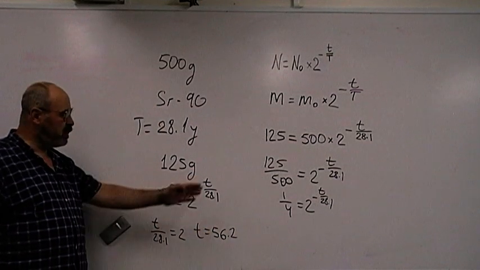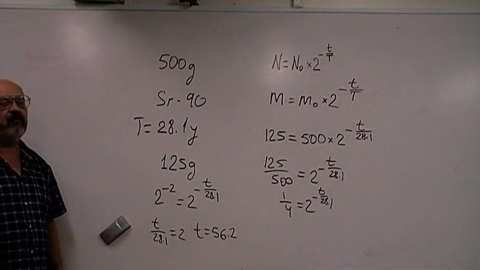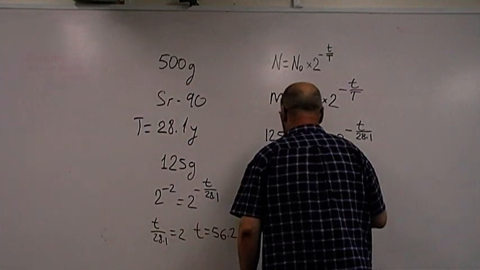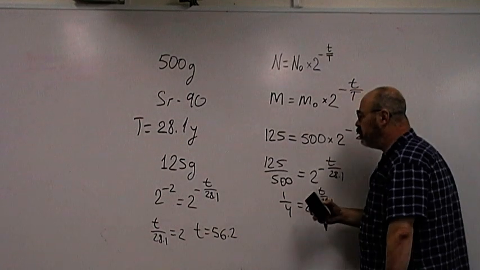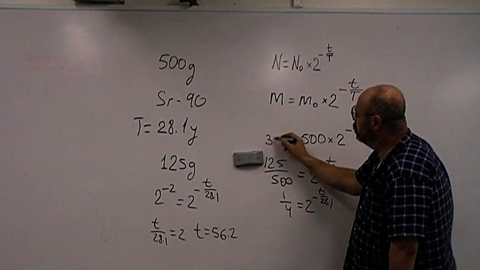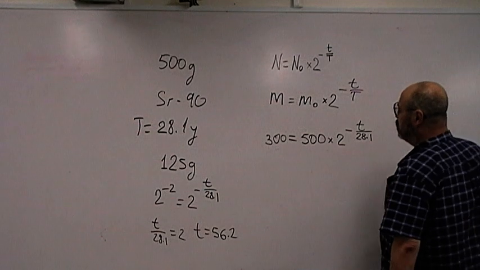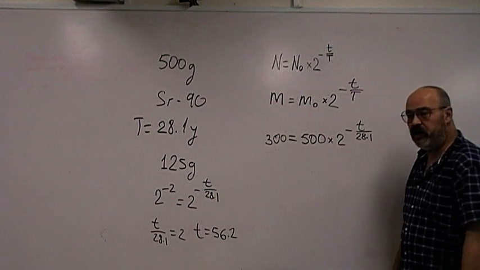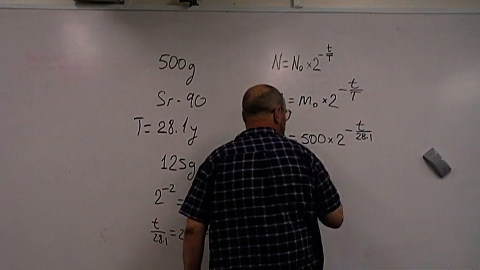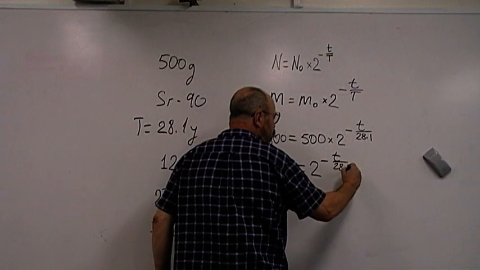Now, these are numbers which divide nicely. But what if we have numbers that don't divide nicely? If we have, for example, not 125 but 300 left, we still divide 300 by 500, and we get 0.6, which equals 2 to the negative t over 28.1.